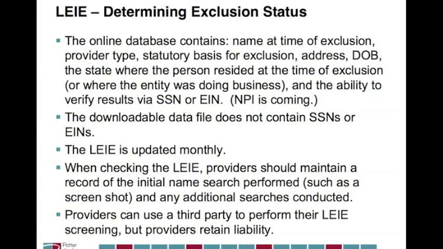And I should note that the name of the individual is an important factor because names can change through marriage, through legal name changes. So it's really important that you search the database as thoroughly as possible using the best information that you have available to you. The downloadable data file does not contain social security numbers or EINs, so you don't have that extra verification point if you use the downloadable files.